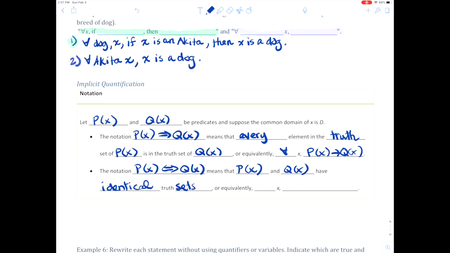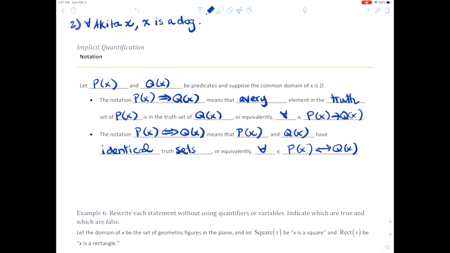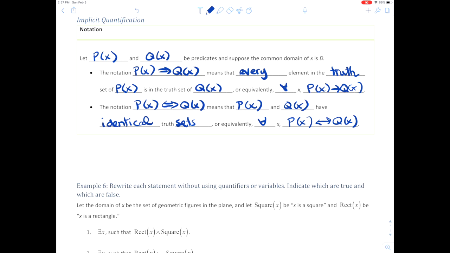Or equivalently, for any x, P of x if and only if Q of x. Now, we see a lot of this in math that's implied that we don't think about sometimes. Whenever there's an equal sign in math, when you have two algebraic statements equal to each other, or two trig expressions equal to each other, then there are kind of conditional, and there are kind of if and only if things.